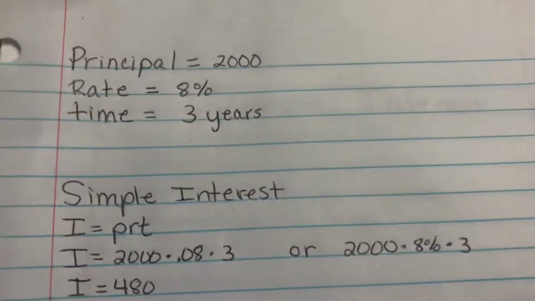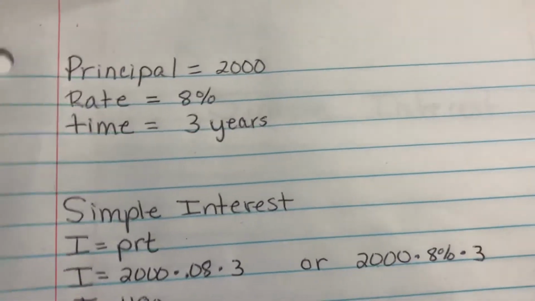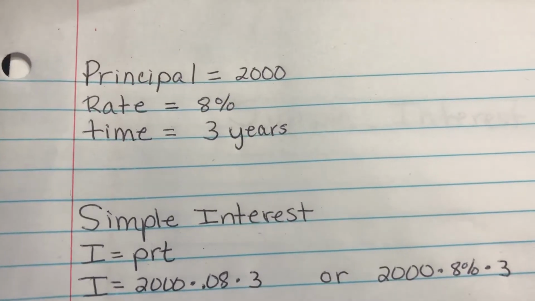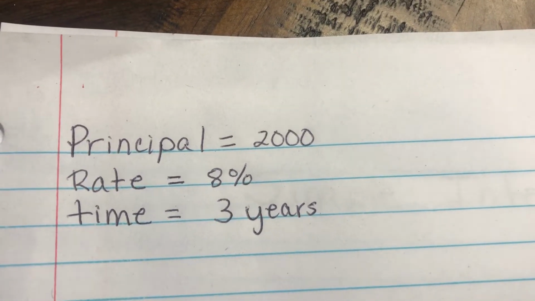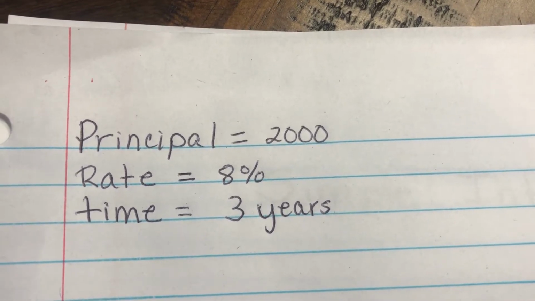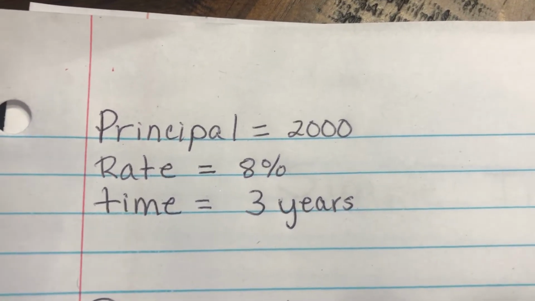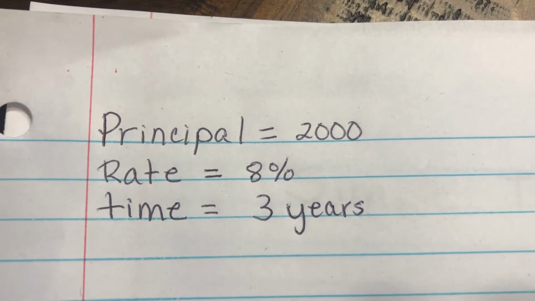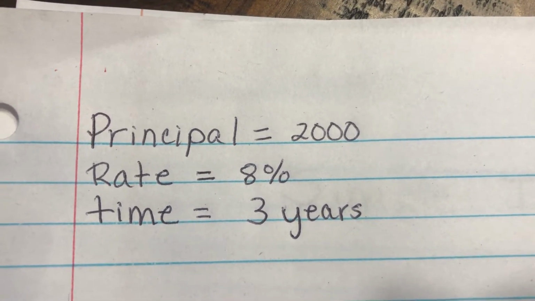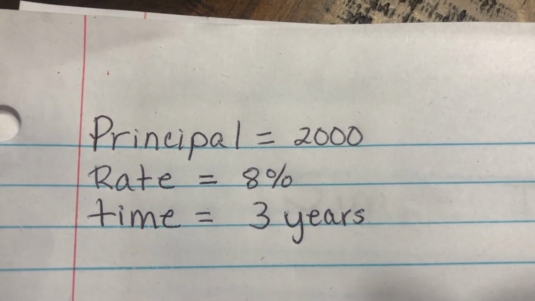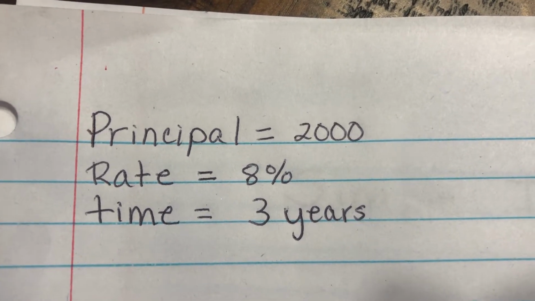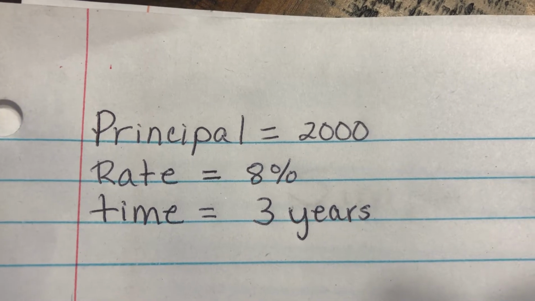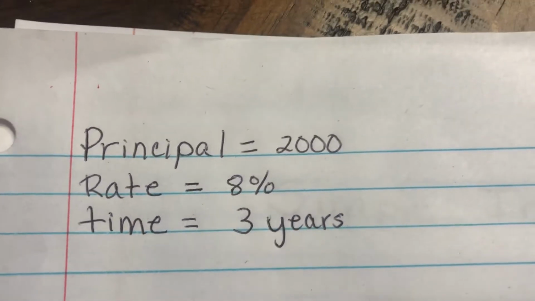I'm just going to go through two problems, both of them using the same principal, the same rate, and the same time. And you'll see the difference between simple interest and compound interest. On this one, principal is $2,000, the rate is 8%, and the time is 3 years. So you could think of this as you are depositing $2,000, and the bank is going to give you an 8% interest rate, and you're going to keep it in there for 3 years. Or you could think of it as a loan where you're borrowing $2,000 and the bank is going to charge you 8% and you're going to borrow it for a total of 3 years.